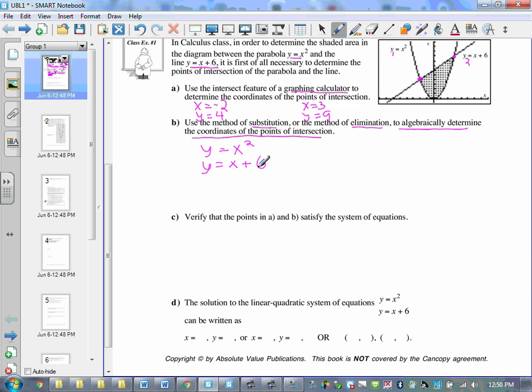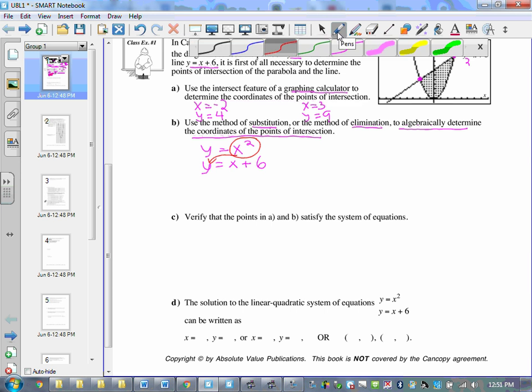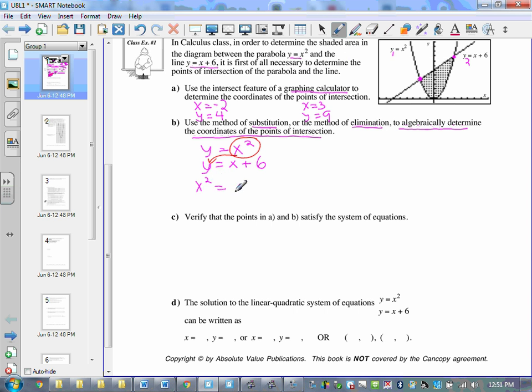So in substitution, just like it sounds, we know that in this one, y equals x squared. So we're going to substitute x squared for y in our second equation. Does that part make sense? So that's the substitution method. So we've got x squared equals x plus 6.